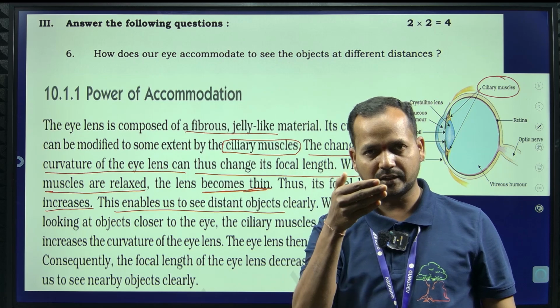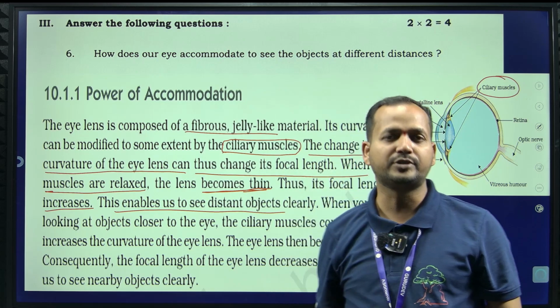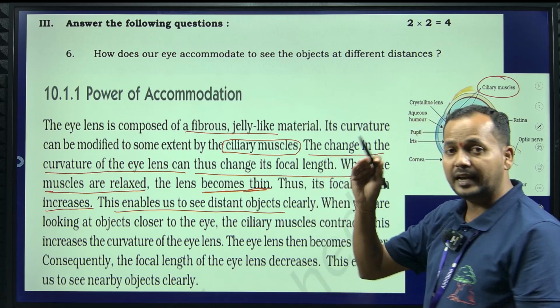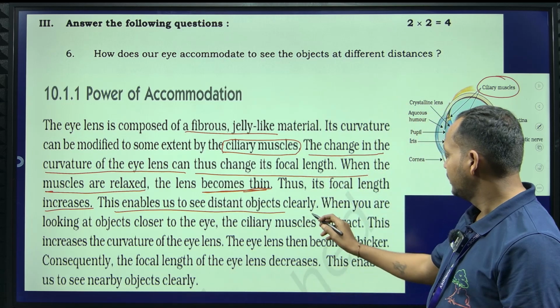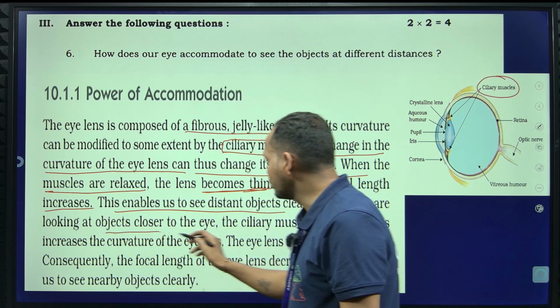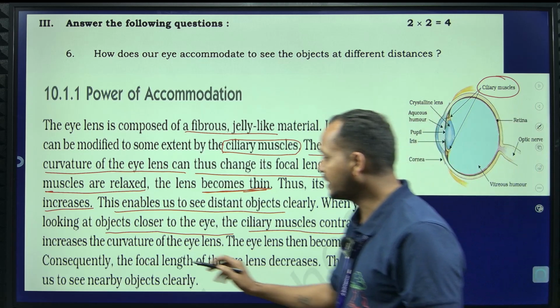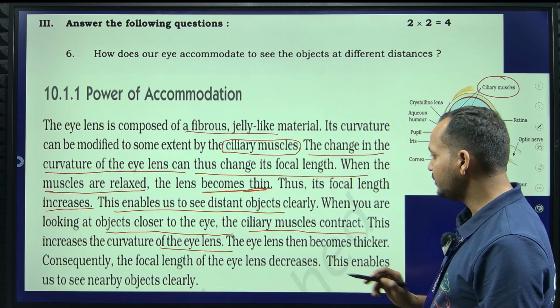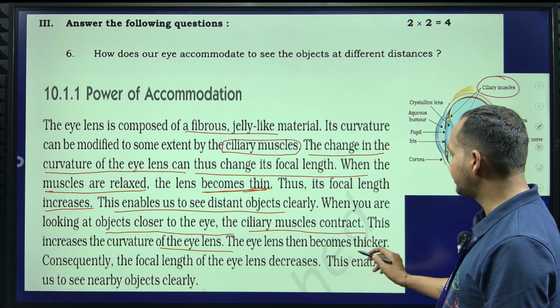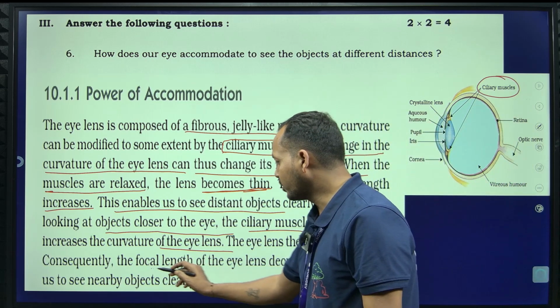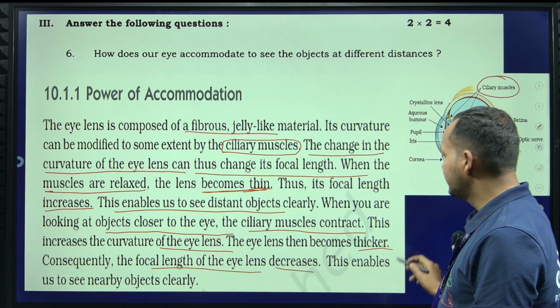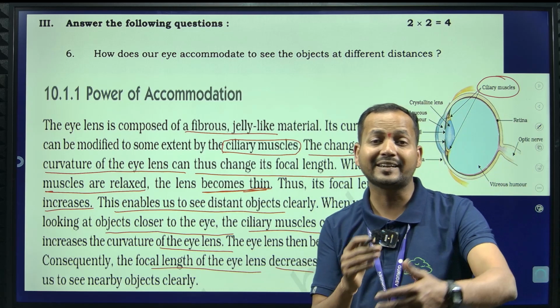And if you want to observe a near object, what do you have to do? The ciliary muscles will contract. When you are looking at objects closer to the eye, the ciliary muscles will contract. This increases the curvature of the eye lens, hence the lens becomes thicker. Consequently, the focal length of the eye decreases. This enables us to see the near object clearly.